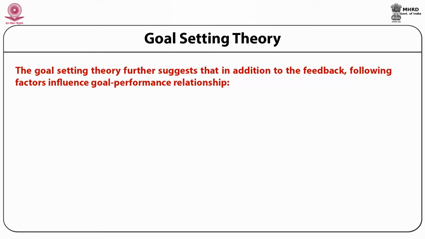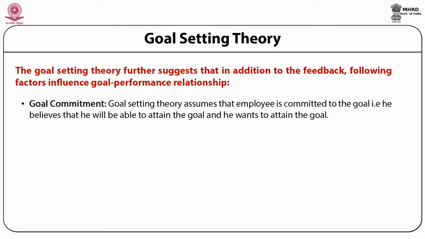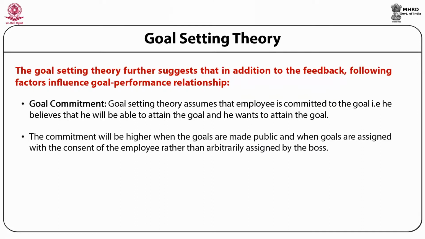The first factor is goal commitment. Goal setting theory assumes that the employee is committed to the goal. That is, he believes that he will be able to attain the goal and he wants to attain the goal. The commitment will be higher when the goals are made public and when goals are assigned with the consent of the employee rather than arbitrarily assigned by the boss.